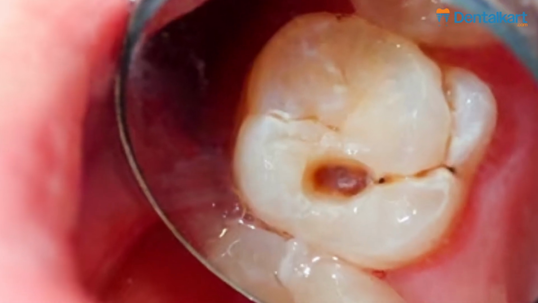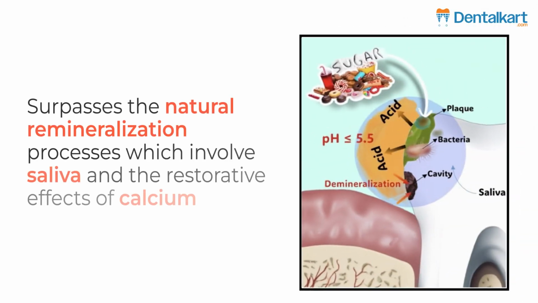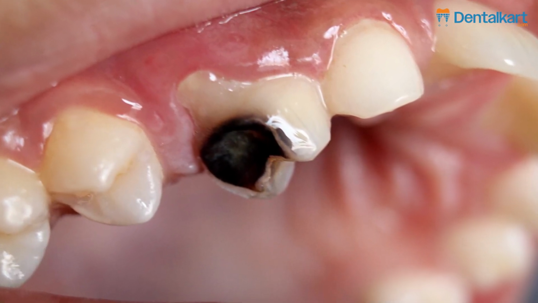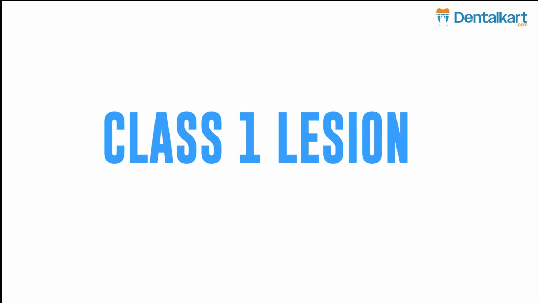If the rate of demineralization surpasses the natural remineralization processes, which involve saliva and the restorative effects of calcium and fluoride from toothpaste, the enamel progressively deteriorates, resulting in dental caries, class 1 lesion.